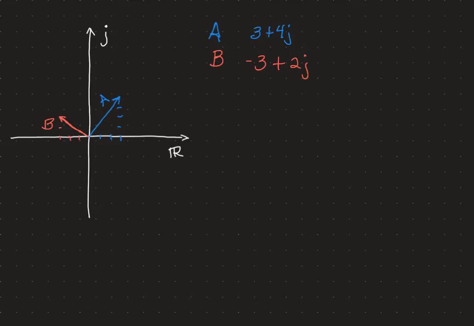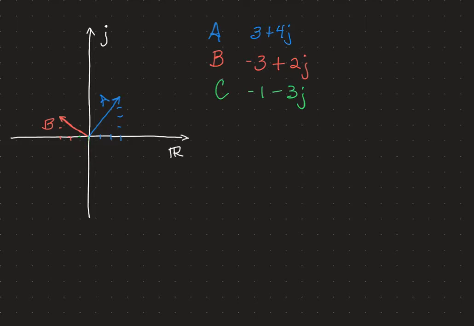And we could do C. Let's let C be negative 1 minus 3j. So we would go negative 1 in the real direction and negative 3 in the imaginary direction, and draw our arrow. We can also use this coordinate system to indicate addition and subtraction of complex numbers.